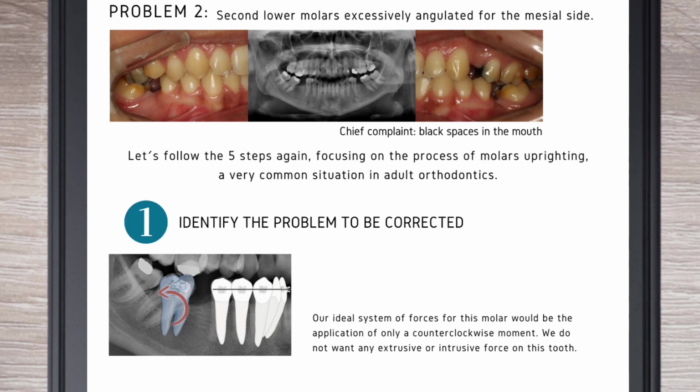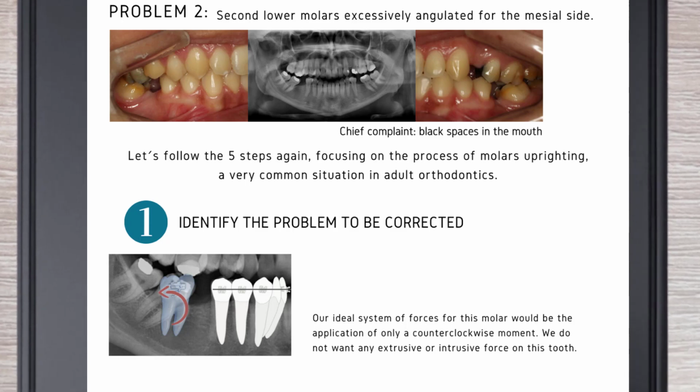Our ideal system of force for this molar would be the application of only a counterclockwise moment. We do not want any extrusive or intrusive force on this tooth.